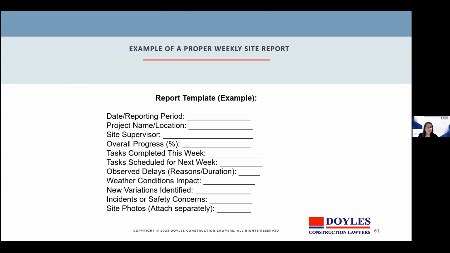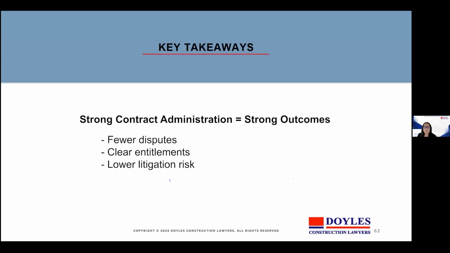So what are the key takeaways? Good contract administration reduces disputes, preserves entitlement, and limits litigation risk. And so with that, it's really important that you observe all the contractual provisions that pertain to variations, extensions of time, disputes, and scope.